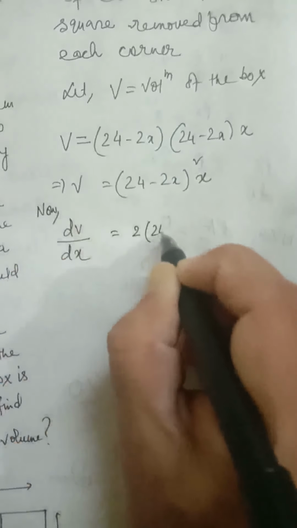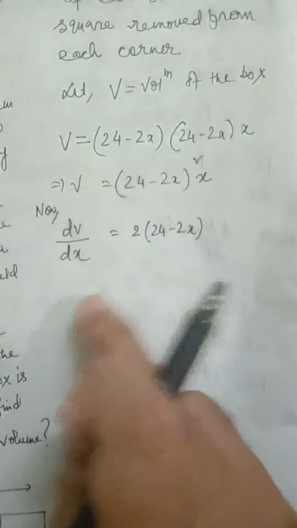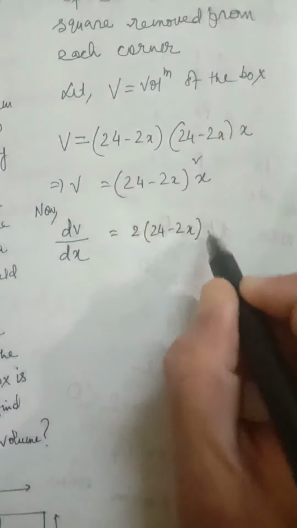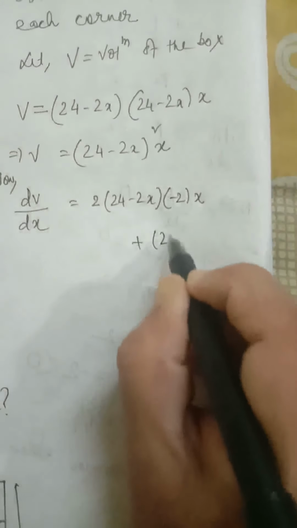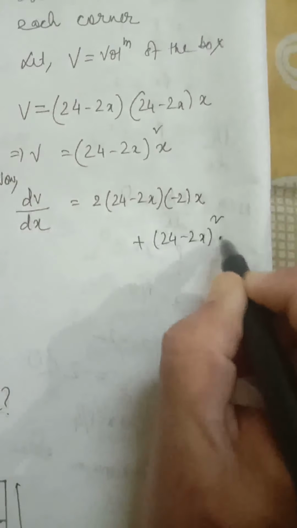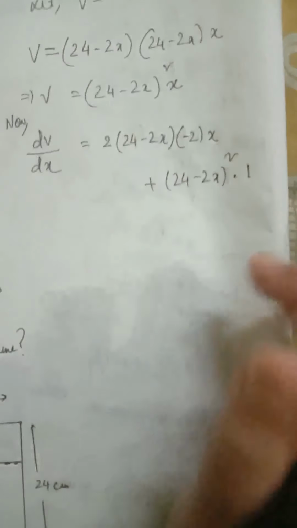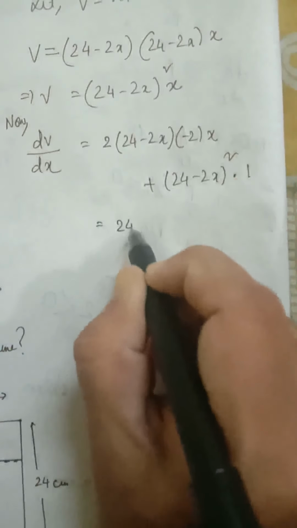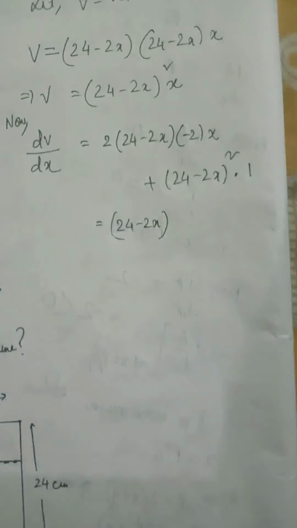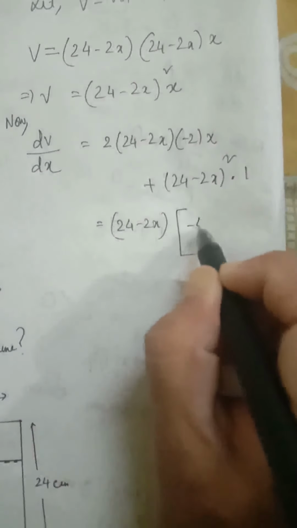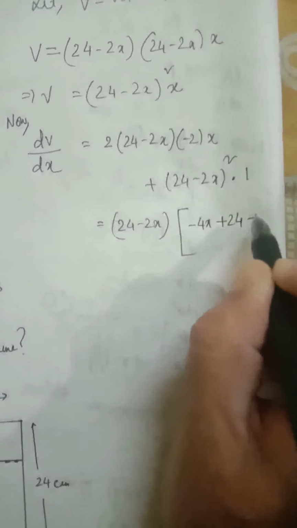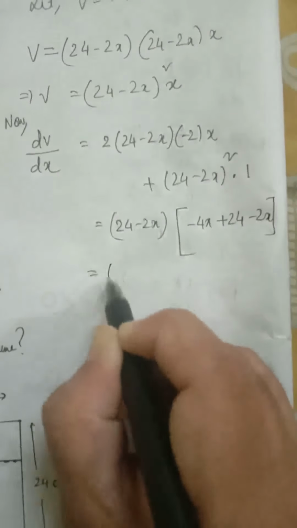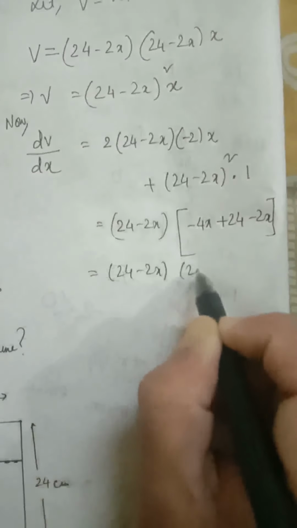2 into (24 minus 2x), into derivative of this, which is minus 2, into x unchanged, plus (24 minus 2x) whole square into derivative of x, which is 1. So this is dV/dx. We can take 24 minus 2x common. We will get minus of 4x plus 24 minus 2x. So ultimately it will be (24 minus 2x) into (24 minus 6x). This is our dV/dx.